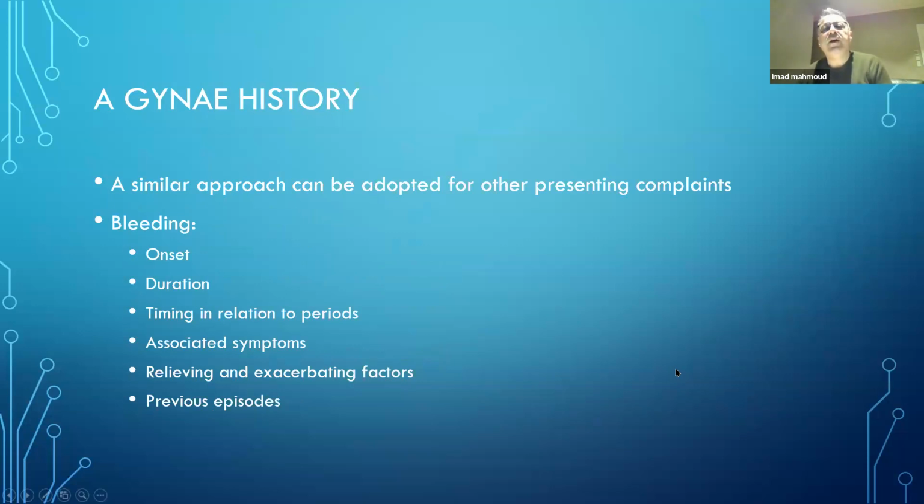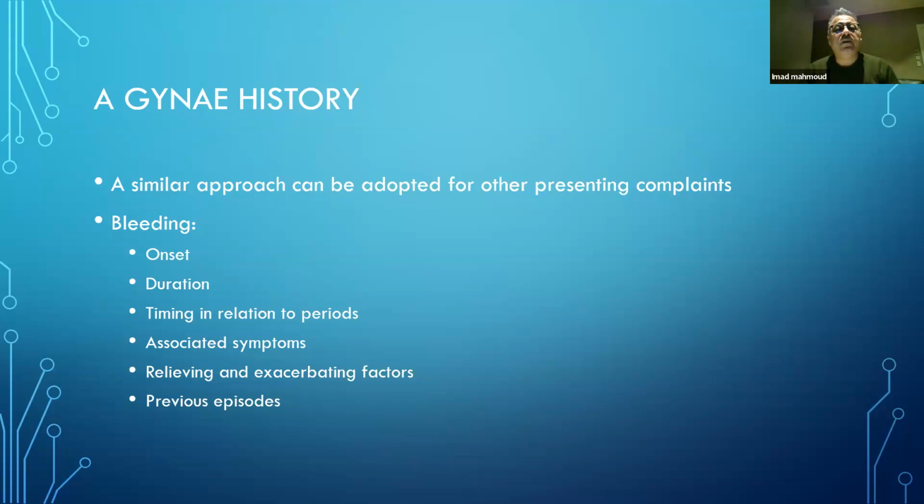A similar approach can be adopted for the presenting complaint. If someone comes to you with bleeding, usually a female patient comes with bleeding from the vagina, and that's the main issue, you ask the onset of the bleeding according to the cycle. So is it the period time? Is it out of the period time? If it is period time, then you know, okay, this is her normal period. If it is not the period time, is it mid-cycle? Is it one week after the periods?